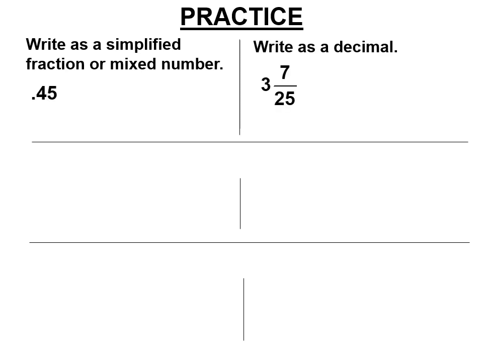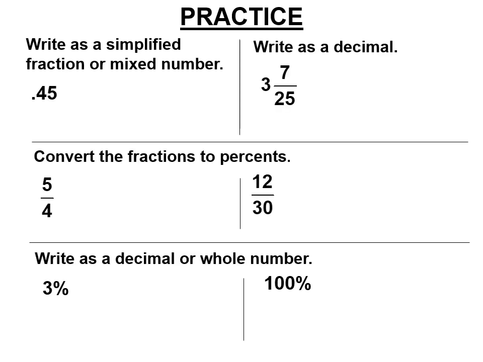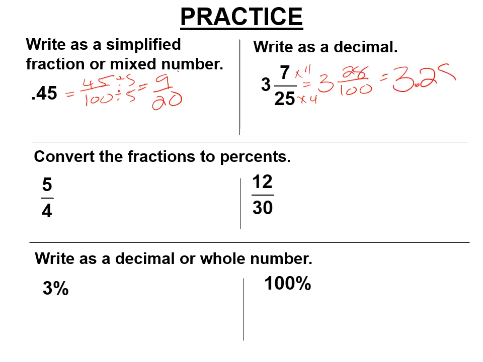So let's practice. As a fraction, this is 45 hundredths, but we have to simplify. Those are both divisible by 5, so it's 9/20ths. As a decimal, we need this over 10, 100, or 1,000. So it's 3 and 28 hundredths, also known as 3.28. If you write 0.28 without the 3, then you have it wrong, so don't forget the 3.